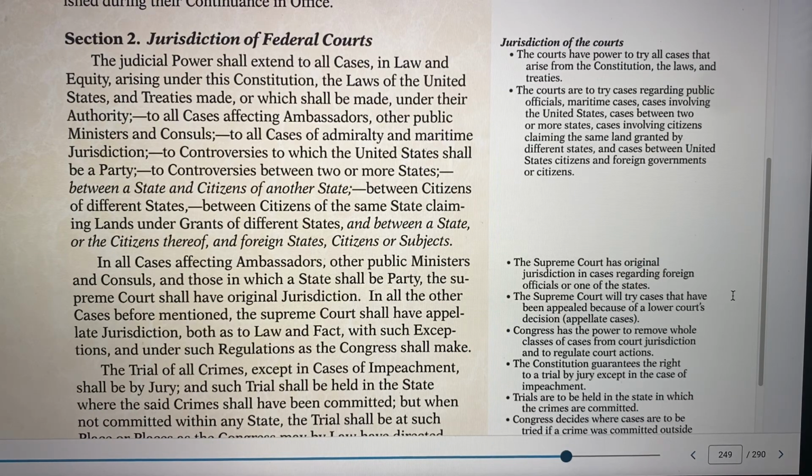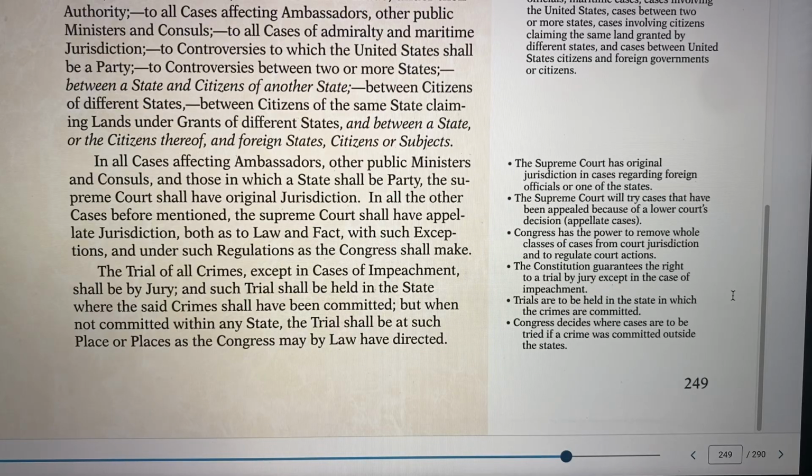So the Supreme Court has original jurisdiction in cases regarding foreign officials or one of the states. That's original jurisdiction, not appellate. That means not appealed. The Supreme Court will try cases that have been appealed because of a lower court's decision, appellate cases. So the Supreme Court can pick through all these cases that are appealed from different cases of the states, we're appealing it all the way to the Supreme Court, right? But they pick very few of these cases. And they don't have a trial for these cases. They just look at the cases and then they decide whether the case was done correctly in the lower courts.